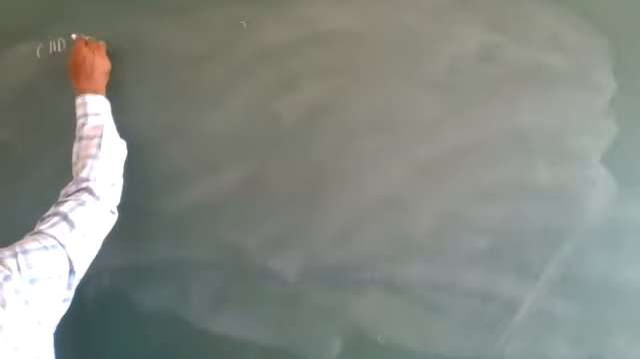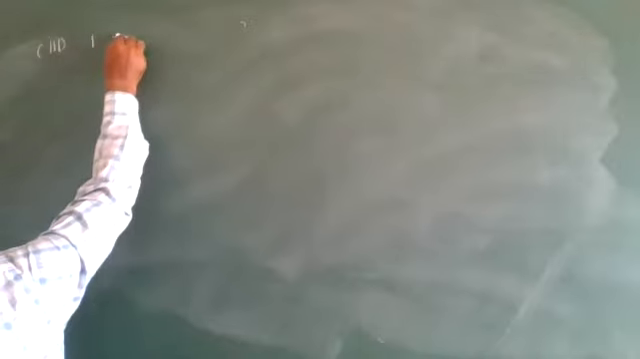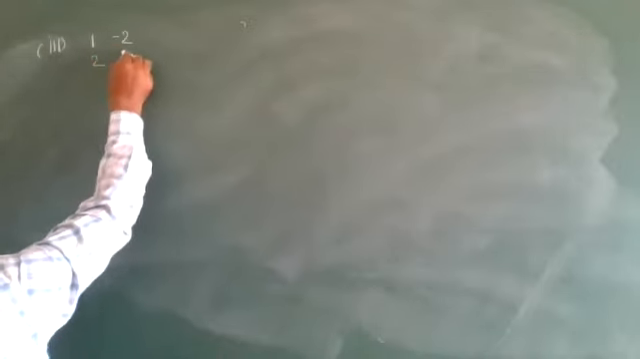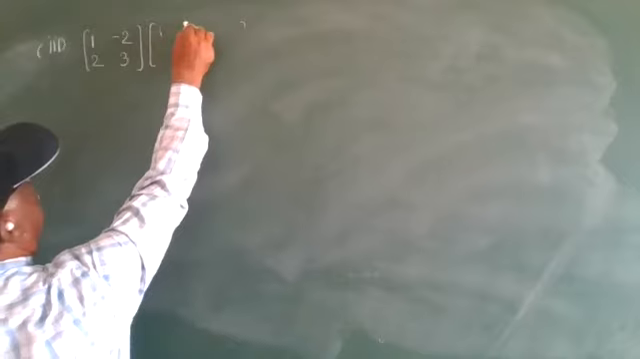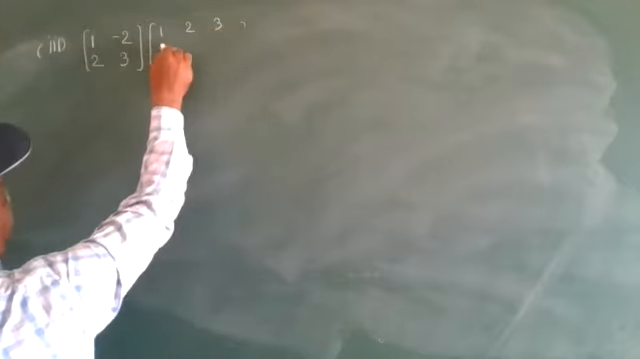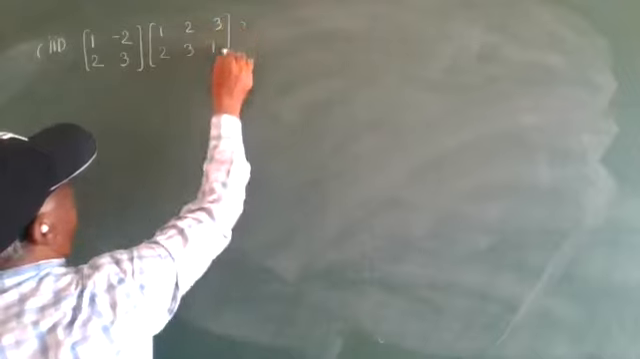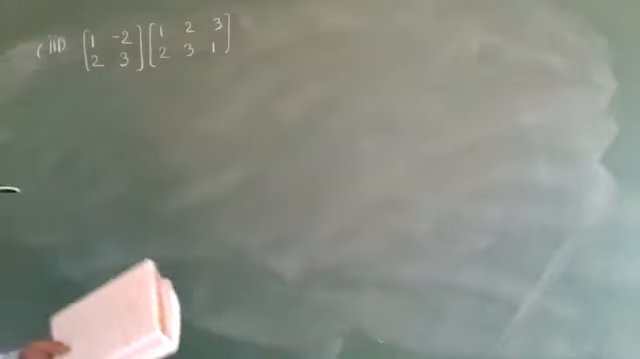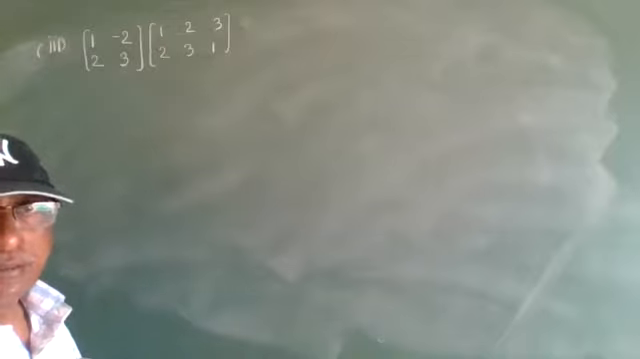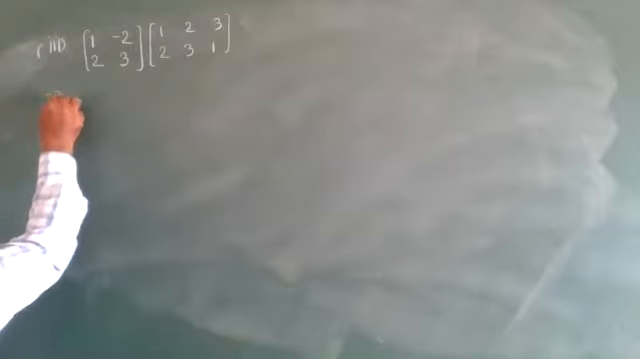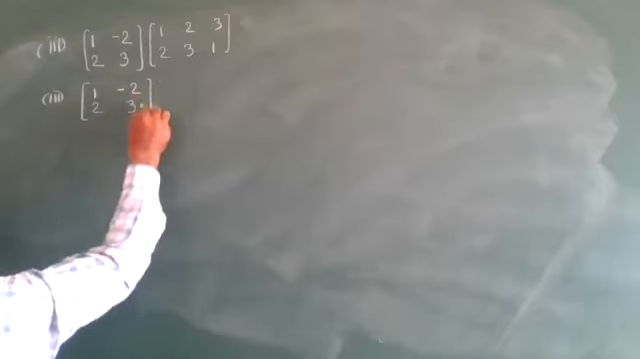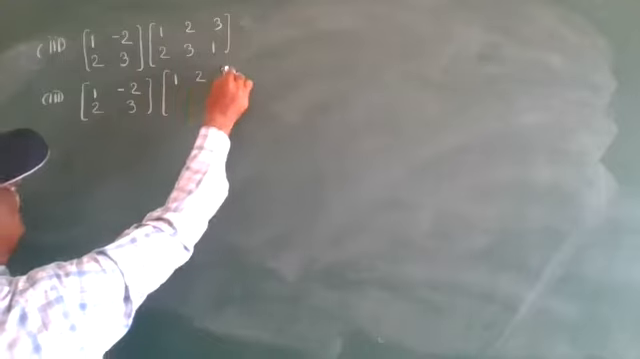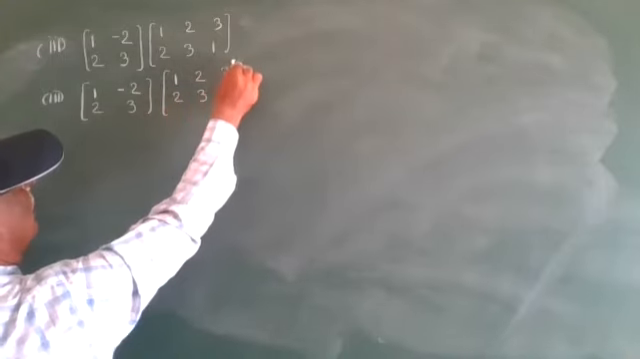Third bit. 1, minus 2 and 2, 3. Next, 1, 2, 3 and 2, 3, 1. Right. First matrix rows, underline. First matrix rows, second matrix columns. So I will write it down: 1, minus 2, 2, 3, and 1, 2, 3, 2, 3, 1.